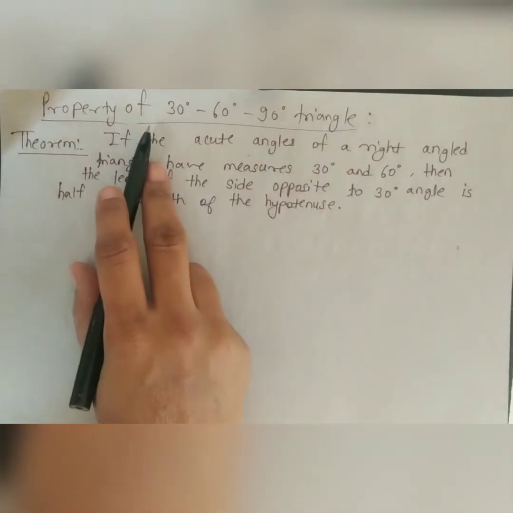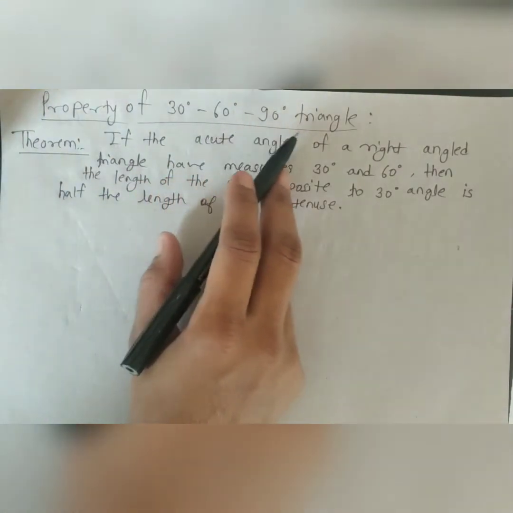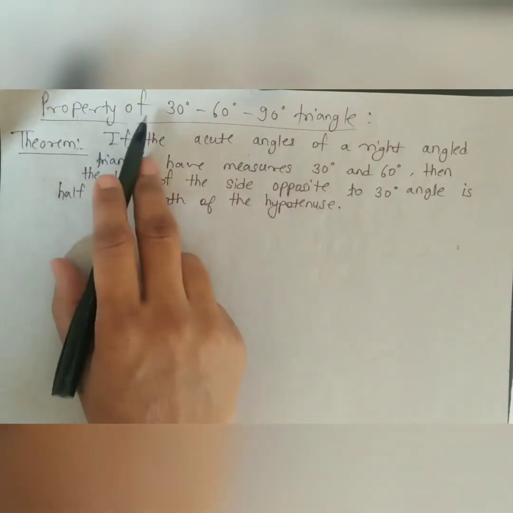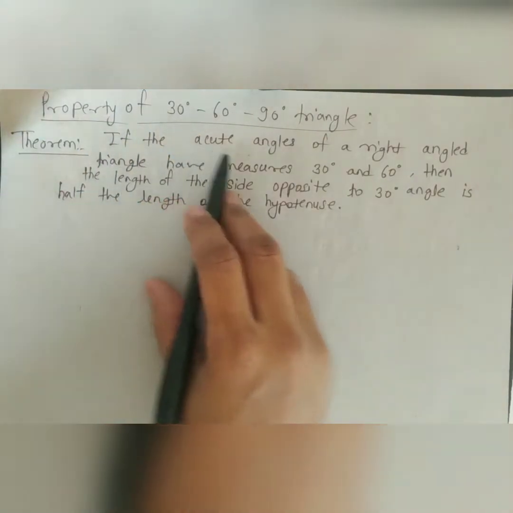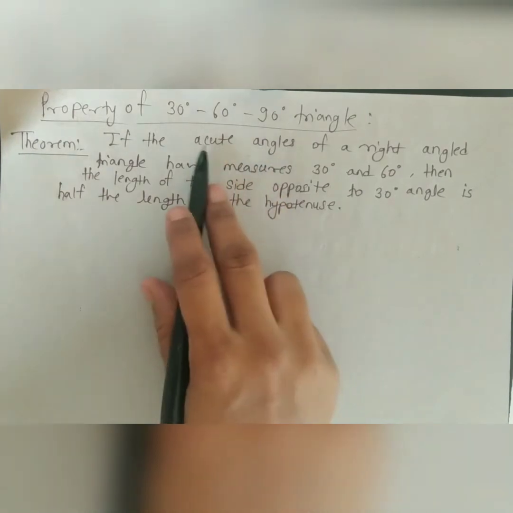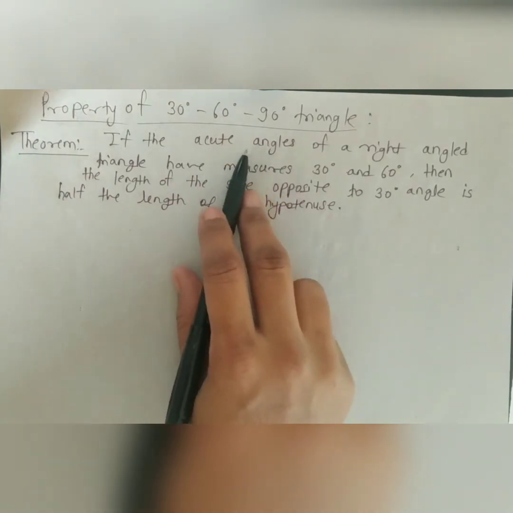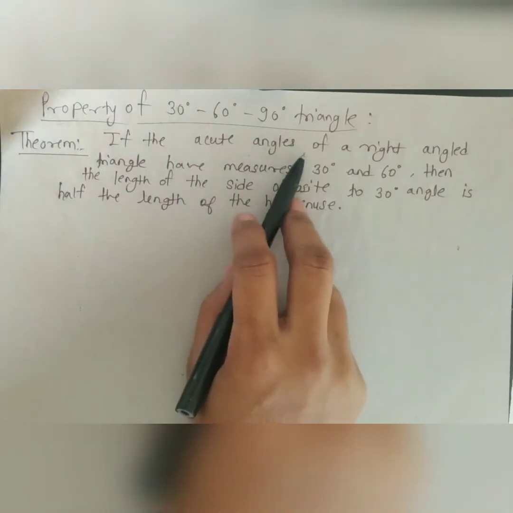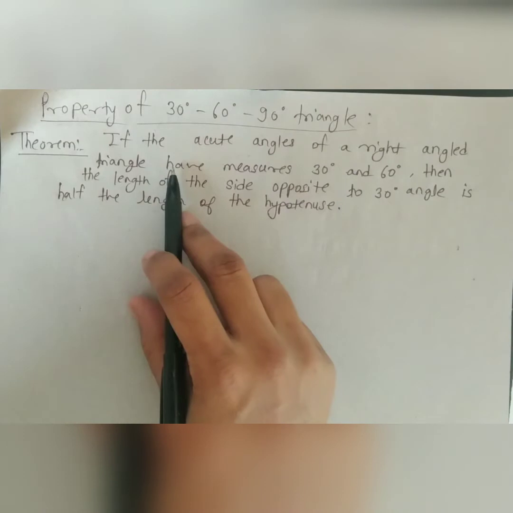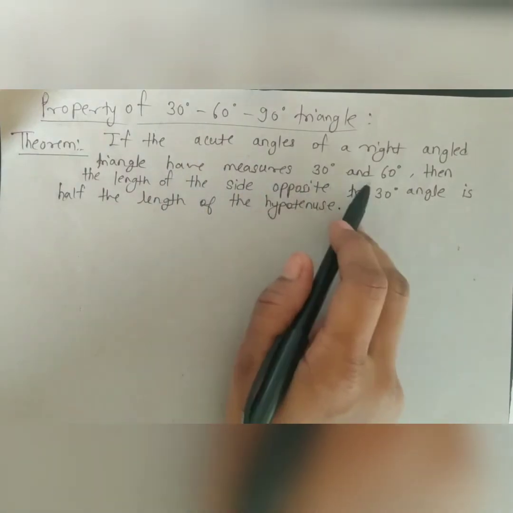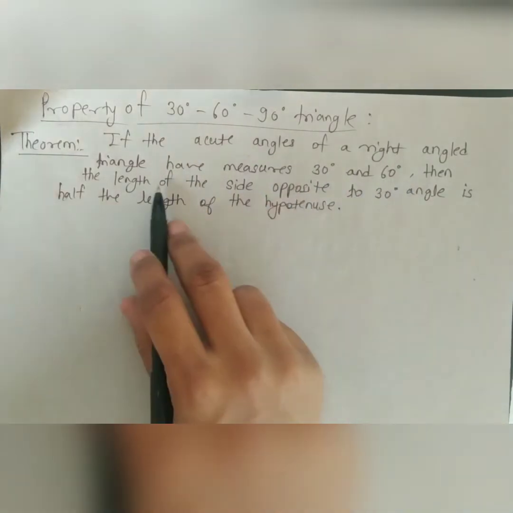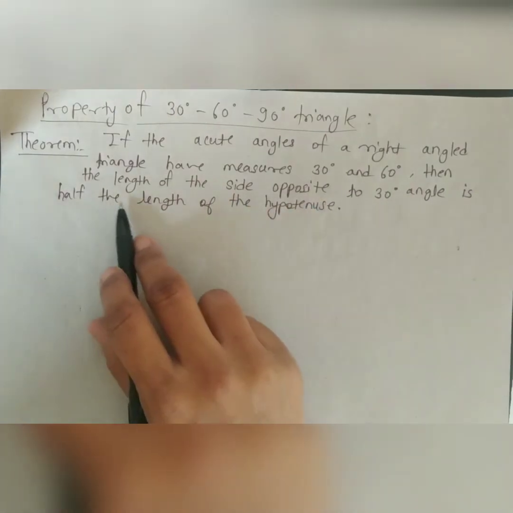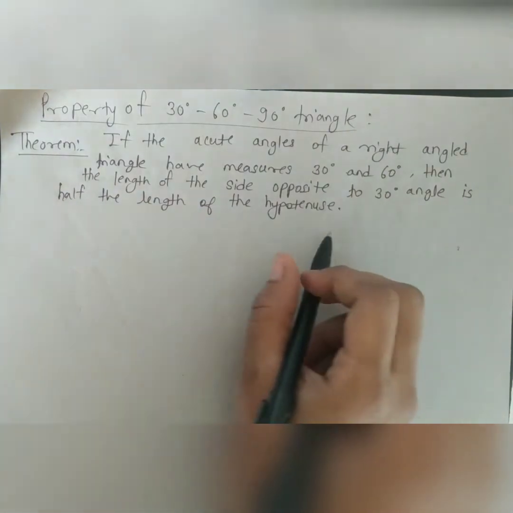Now, the property of a 30 degree, 60 degree, 90 degree triangle. We have a theorem for this property. If the acute angles, an acute angle meaning a measurement of angle which is less than 90 degrees, of a right angle triangle have measures 30 degrees and 60 degrees, then the length of the side opposite to the 30 degree angle is half the length of the hypotenuse.